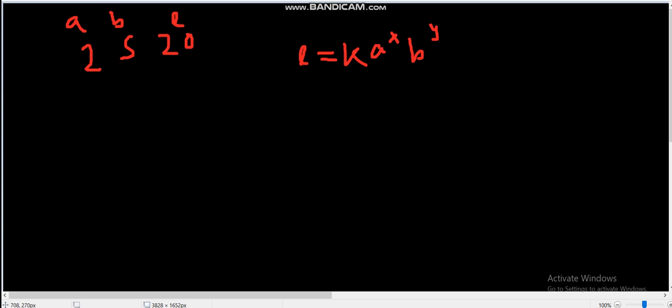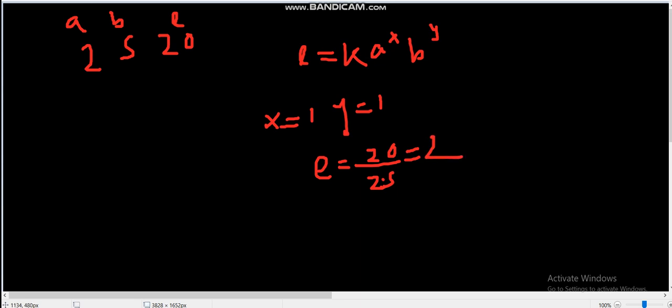So let's take x equals 1, y equals 1. If x equals 1 and y equals 1, the value of k will be l, which is 20, divided by 2 times 5. Okay, the value of k, not l. If x equals 1 and y equals 1, the value of k will be 20 by 10, which is k equals 2.